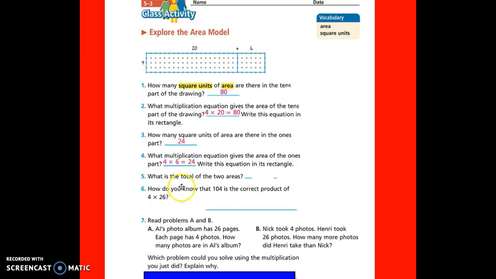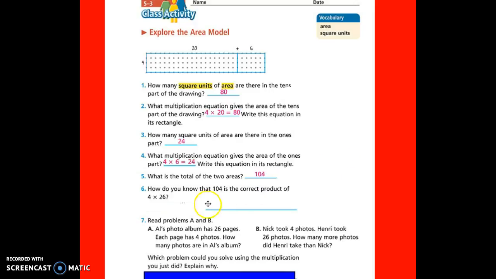Now, the next question, what is the total of the two areas? So we're going to have to add our 80 plus 24. So 80 plus 20 is 100, and then I have 4 left over. So the total of the two areas is 104.